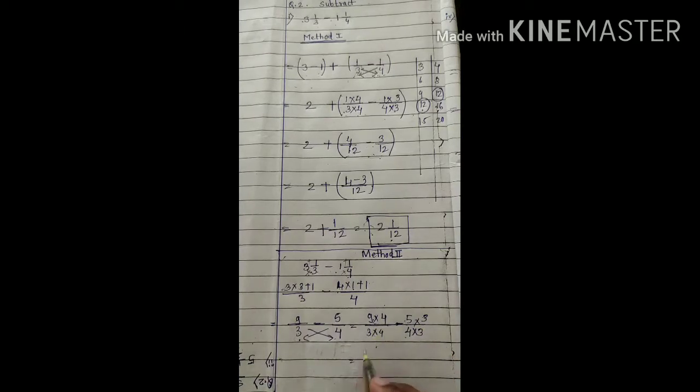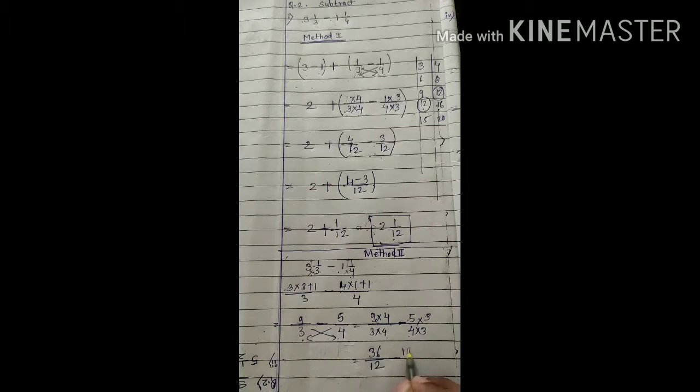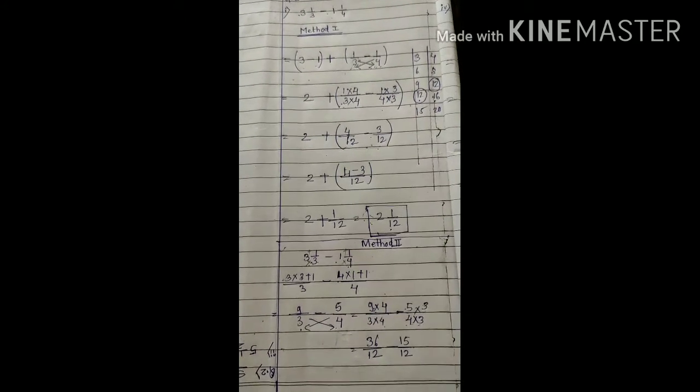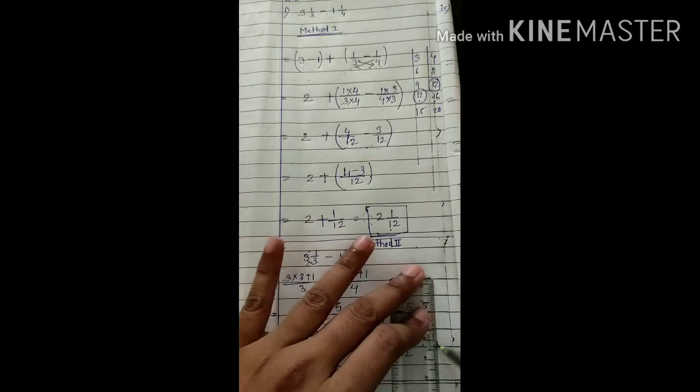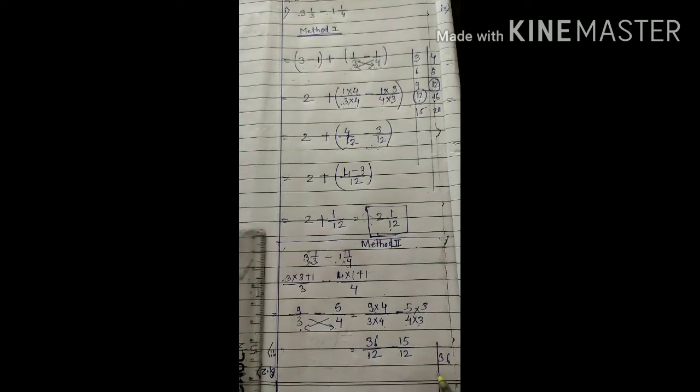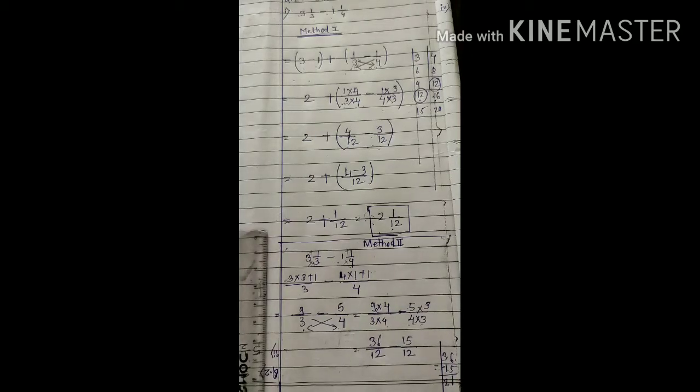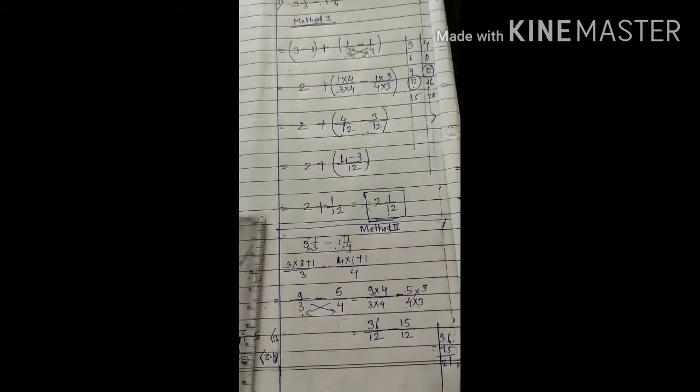So 9 4s are 36, very good. 4 3s are 12, very good. 5 3s are 15 and 4 3s are 12. Subtract this number, 36 minus 15. How much, say students? You do rough work in the corner. 36 minus 15. That is 6 minus 5, 1, 3 minus 1, that is 21 upon, is it correct?